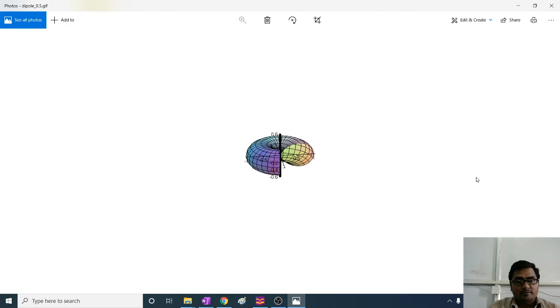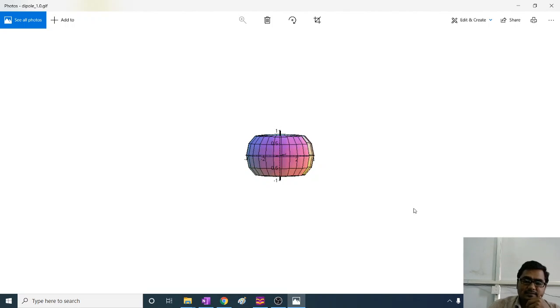Now the shape will be different if I change the length. Look at the corner here. I have opened that animation in photos and look at the corner. I hope it is visible. Now dipole underscore 0.5 means 0.5 lambda. It means lambda by 2. Now let me show you the next image, the radiation pattern of a dipole of length equal to lambda. See, now the length is not lambda by 2. The length is exactly equal to lambda.